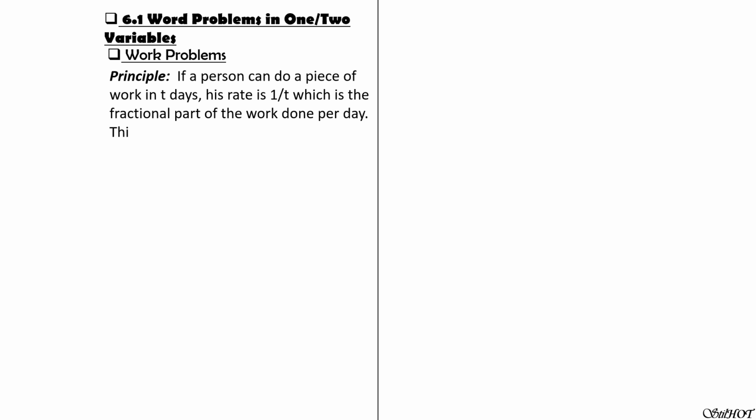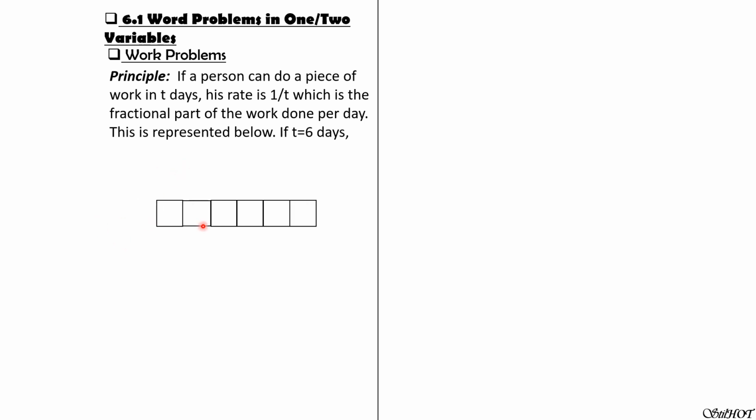So let's have the principle on work problems. The principle is that if a person can do a piece of work in T days, his rate would be the reciprocal of that. So 1 over T, which is the fractional part of the work done per day. And this is represented below if, let us say, T is 6 days. So the work is then divided into 6 equal parts. And for each unit time of work, so in this case, for each day of work, you can accomplish this part here.